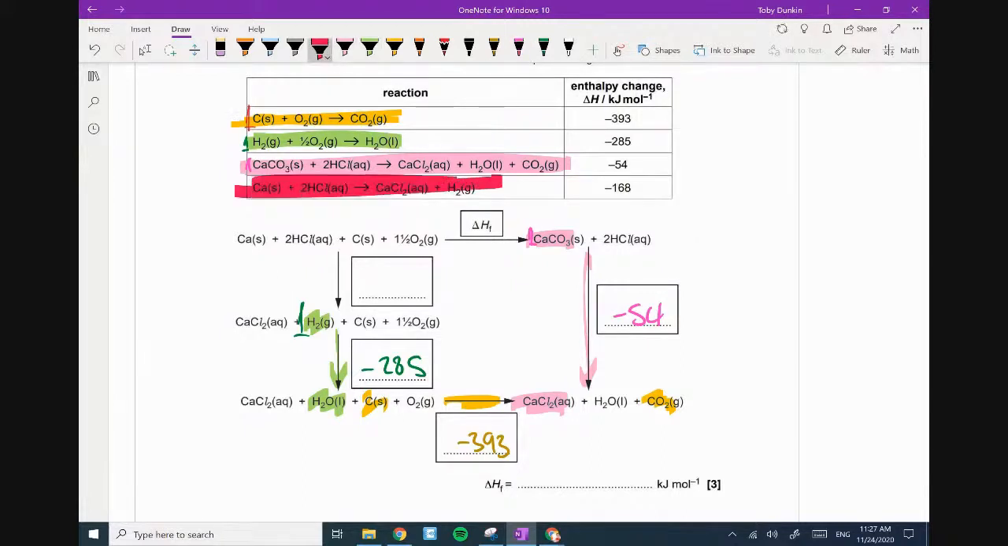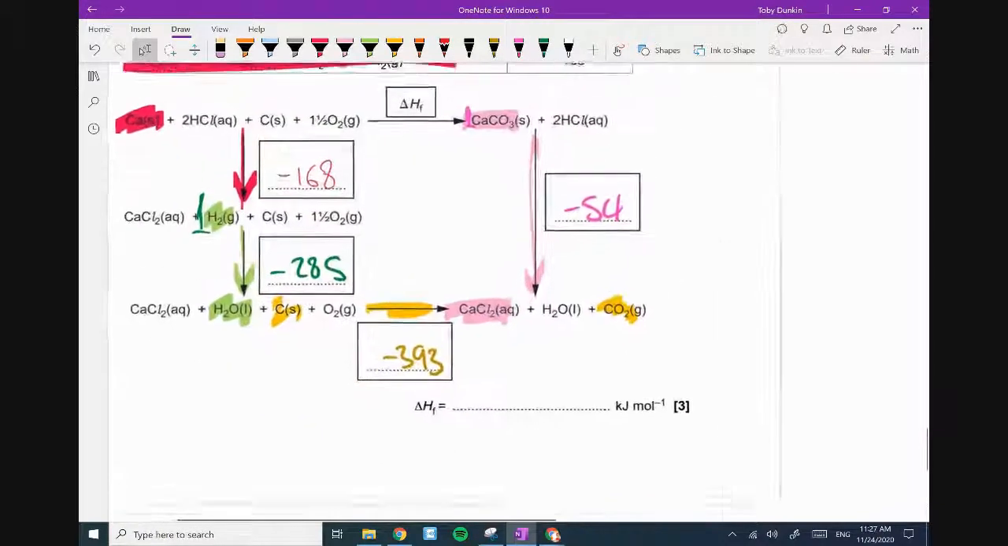Right, the red one. I need the red one here. I'm assuming the red one's going to be this one. Let's just check. Calcium metal reacting with HCl to form calcium chloride. Yep, that's the one. Let's add my data. So that becomes minus 168. The numbers are all the same as well. There's a 1 here in front of the calcium, 1 there in front of the calcium. It's all good. No multipliers needed at all.